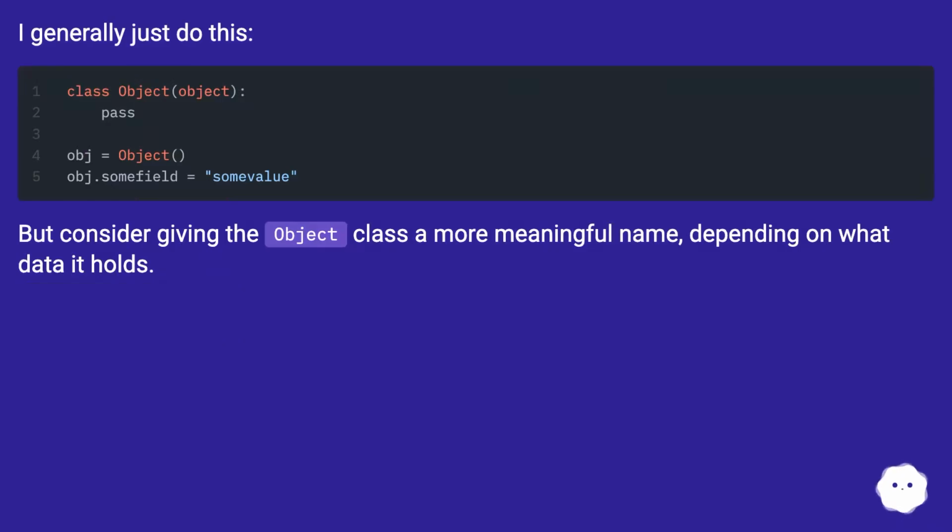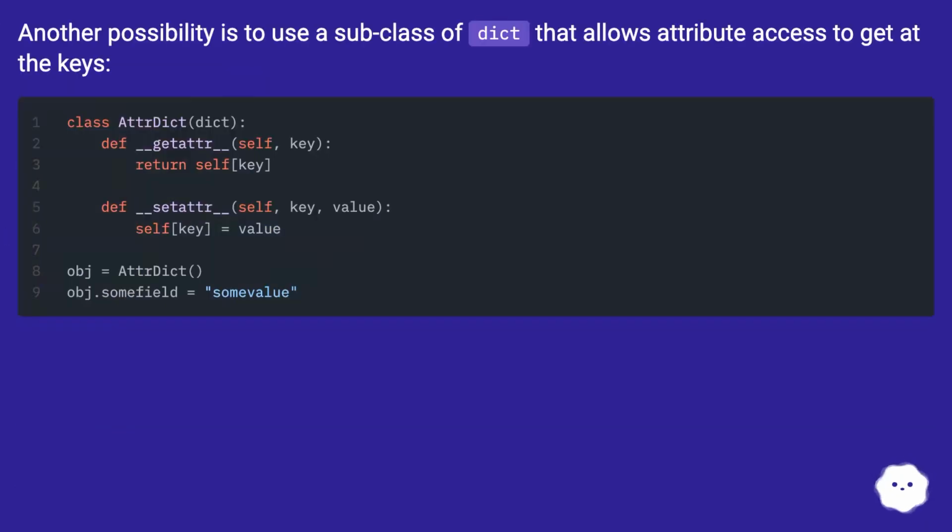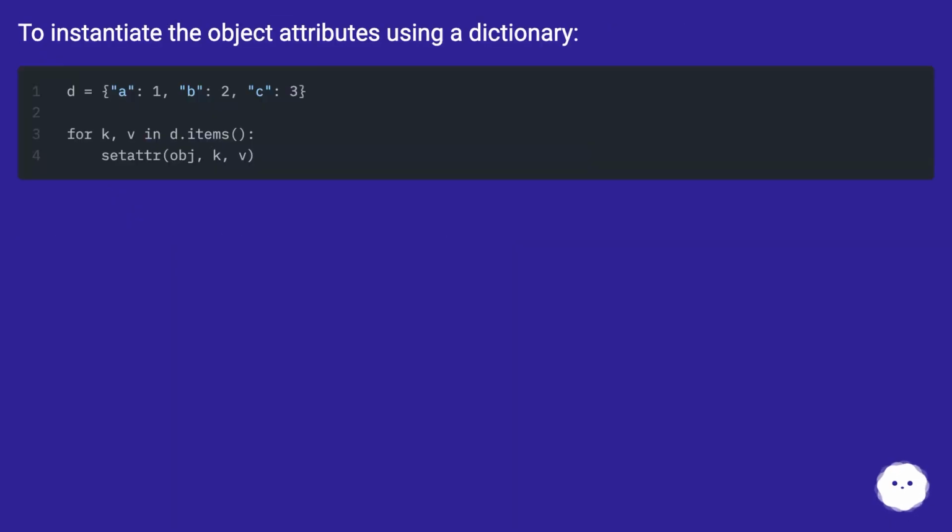I generally just do this. But consider giving the object class a more meaningful name, depending on what data it holds. Another possibility is to use a subclass of dict that allows attribute access to get at the keys, to instantiate the object attributes using a dictionary.